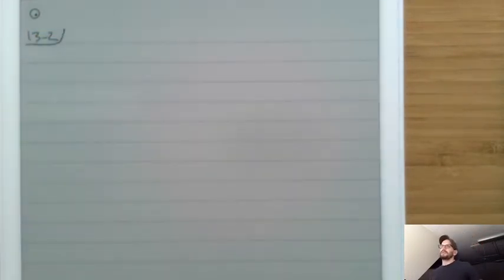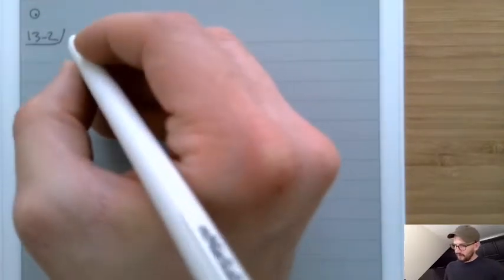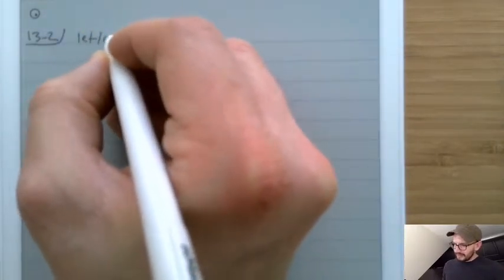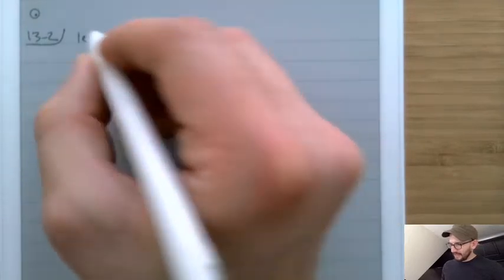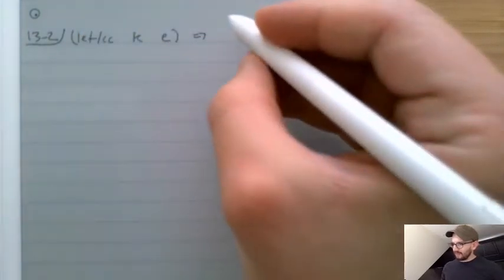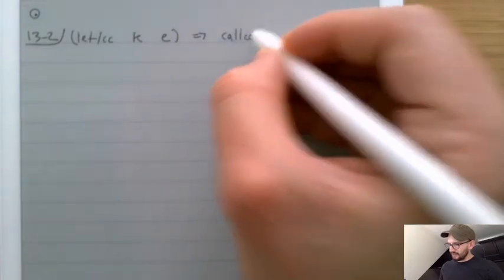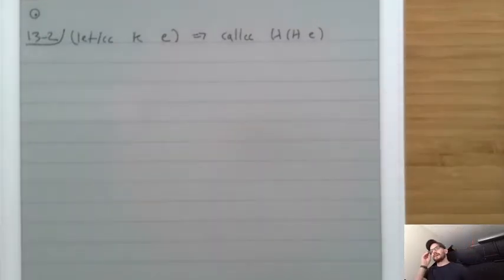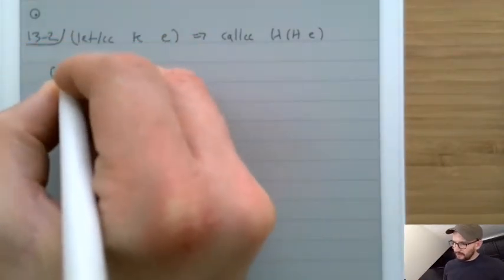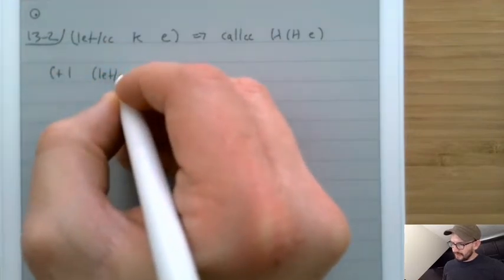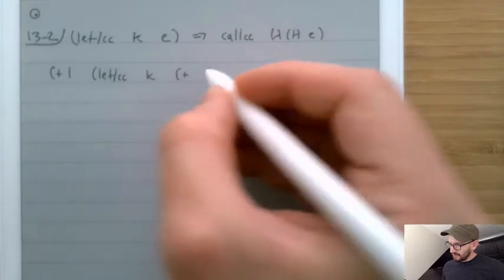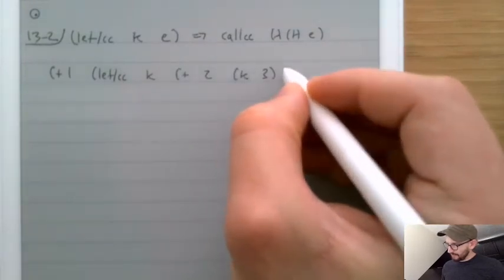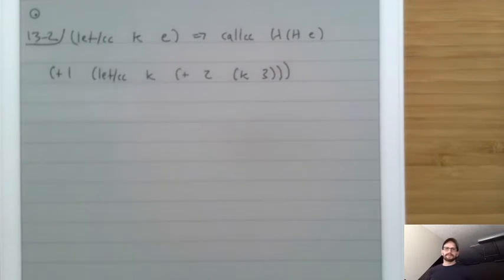So the first thing that we're going to do is establish a little abbreviation. We're going to say that let CC K E is going to be the same as call CC lambda K E. That's just a convenience. All right, so now that program that we wrote before would be +1 let CC K +2 K3. That's much cleaner. Okay. So what are some example things that we can do with this?